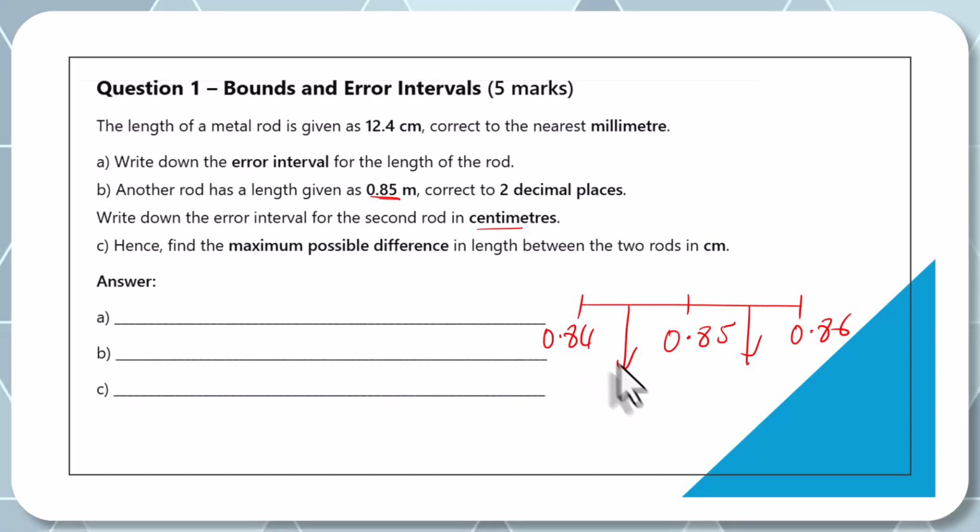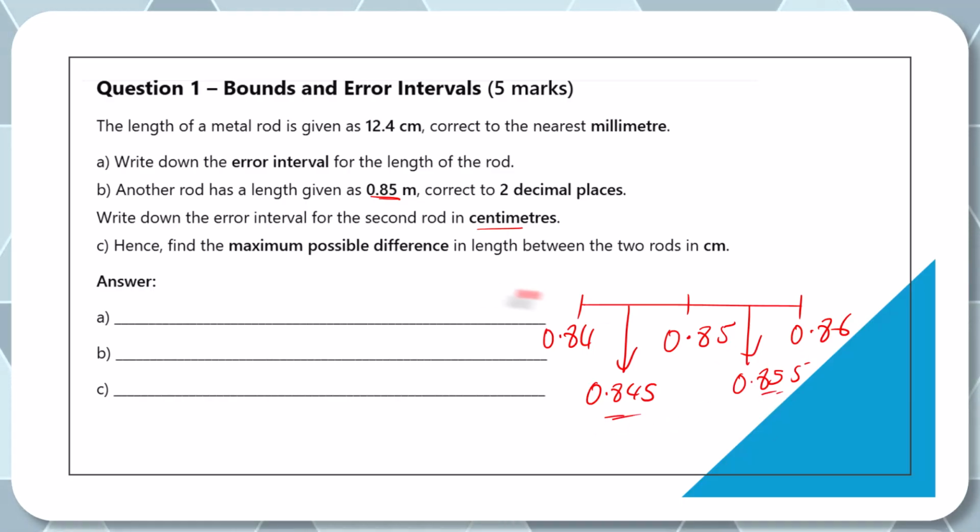Now, how do we get this number? Add them together and divide by 2. So if you add this together, and this is 0.84, you get 0.855. Okay, so you just add them and divide by 2. So this is the upper bound and this is the lower bound. You see this?